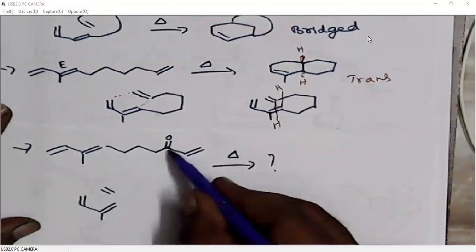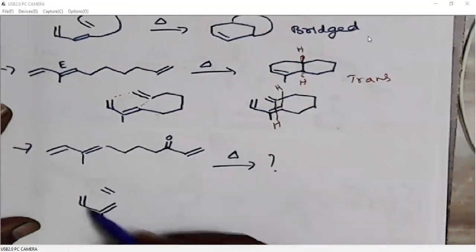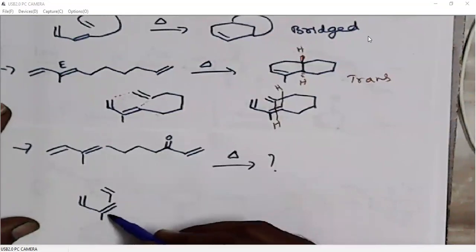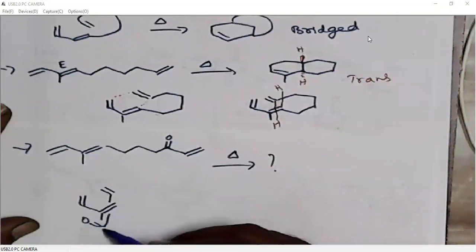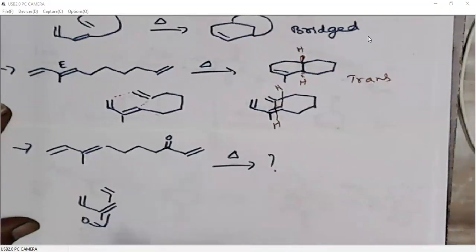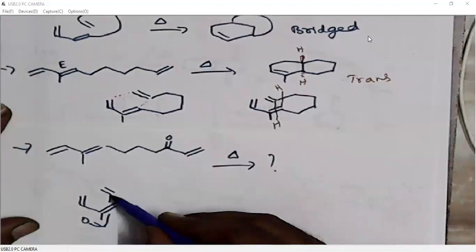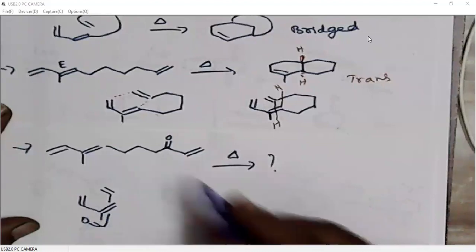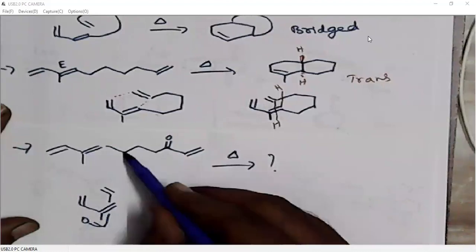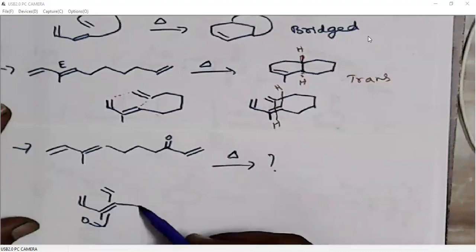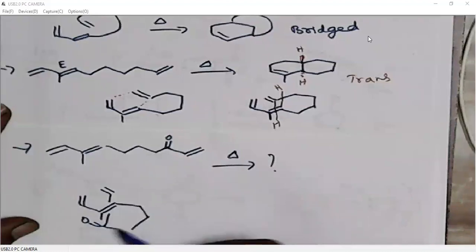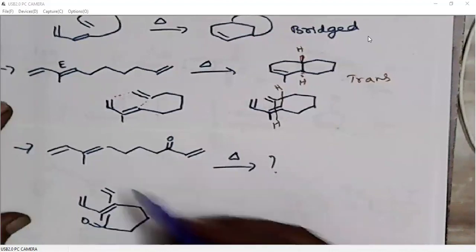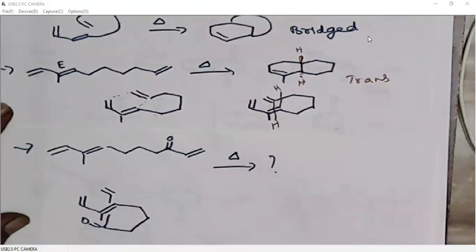That means this carbonyl must be nearer to these two carbons, right? So in that case, I will write a carbonyl like this. From the dienophile directly, I will write the carbonyl nearer to these two carbons. Then how many carbons do I have? 1, 2, 3. 3 carbons are there. Okay, right. So this is how we need to predict the conformations.